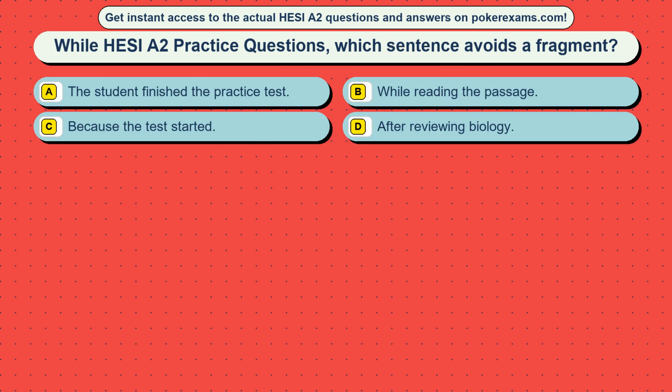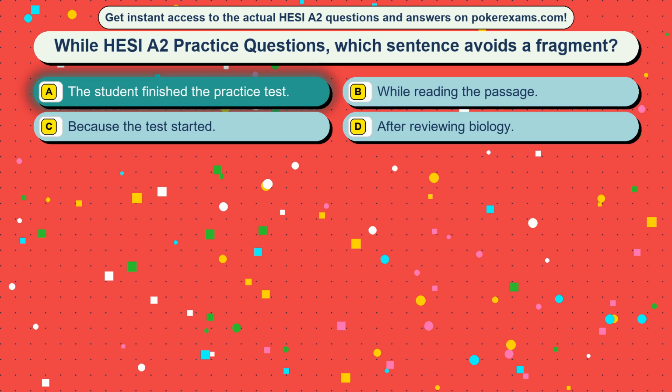Question 27. While HESI A2 practice questions, which sentence avoids a fragment? Option A, the student finished the practice test. Option B, while reading the passage. Option C, because the test started. Option D, after reviewing biology. The correct answer is option A, the student finished the practice test.